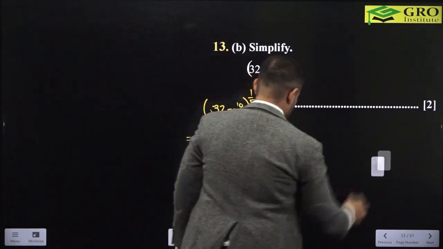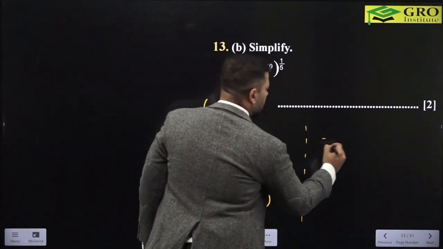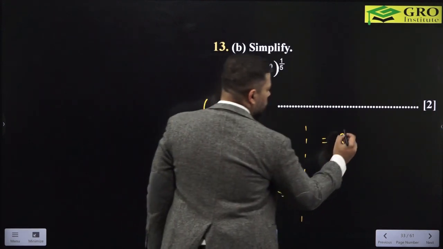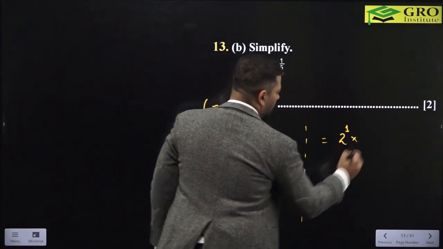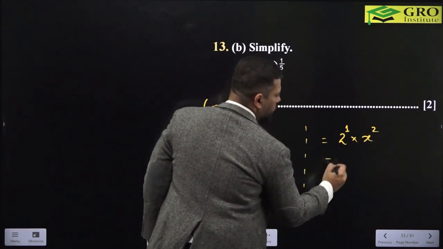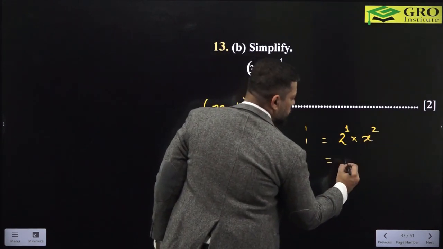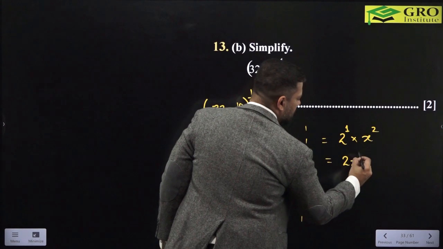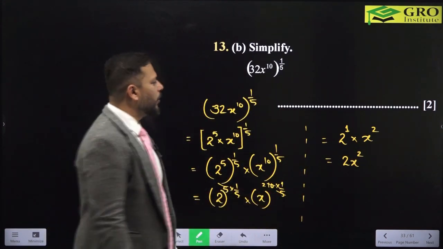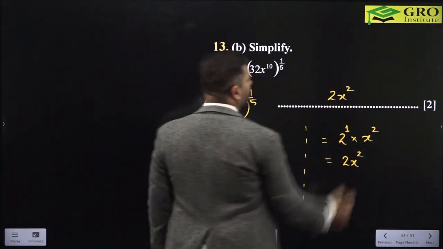So now let us solve it. It is going to be 2, as 5 and 5 got cancelled. So we can write 2 raised to power 1 multiplied with x raised to power 2, or x square we could say. So 2 raised to power 1 is 2, times x raised to power 2 is x square. So the answer comes out as 2x square. Isn't it, guys? Very easy. The answer comes out as 2x square.